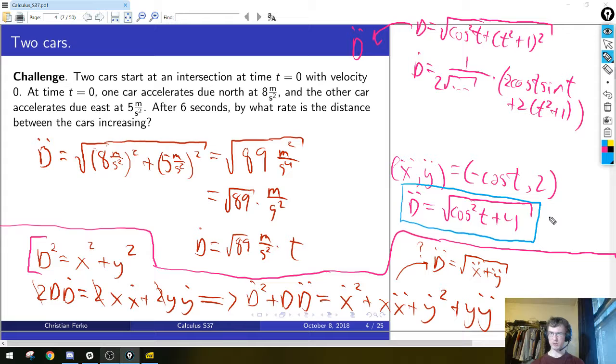So do you have a counter argument for why you think Pythagoras should work for accelerations? I have no valid argument. Okay. Yeah, this is a little mysterious.